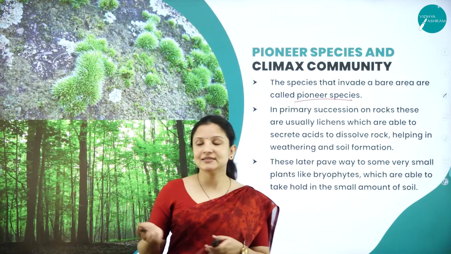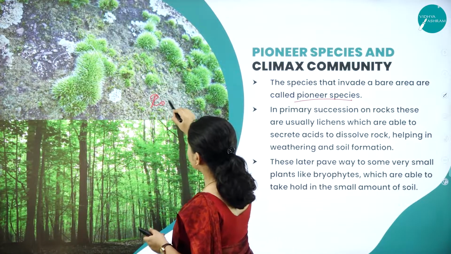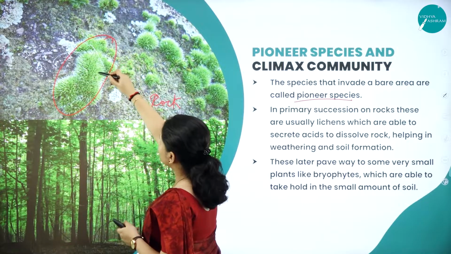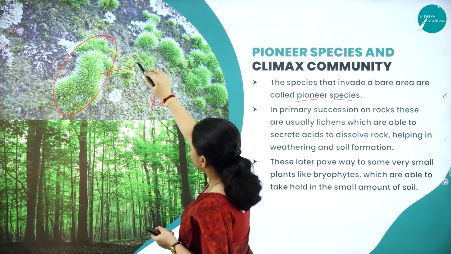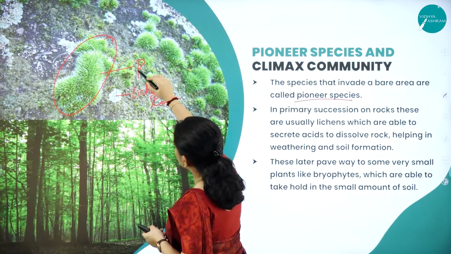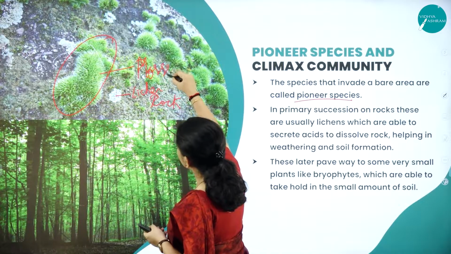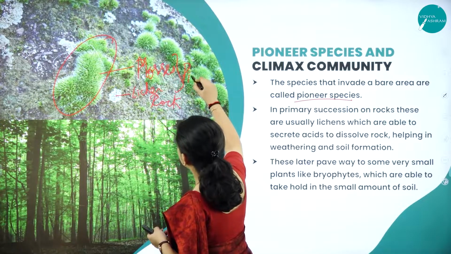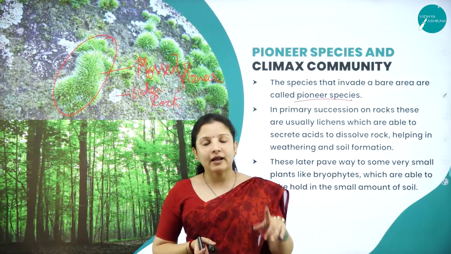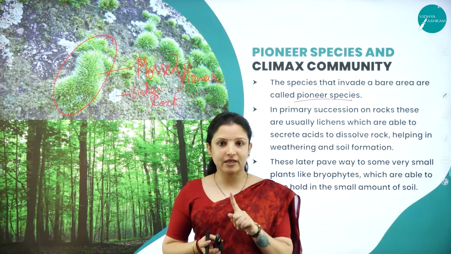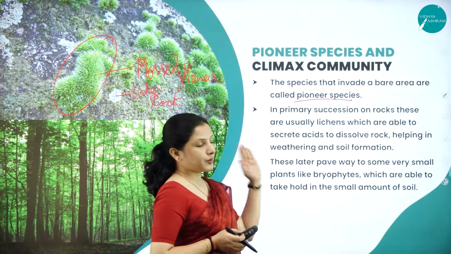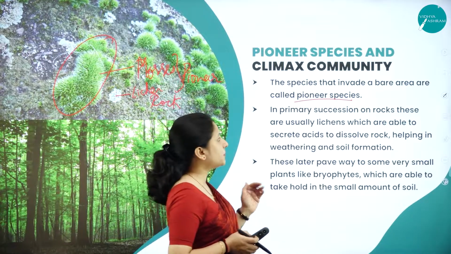Say for example, this is a bare rock. This is a rock that you can see here. It is occupied by mosses, right? So now this moss will be the pioneer species. Or if it is occupied by lichens, the mosses and lichens can be the pioneer species here. So first nothing was there, it was barren. And the first plant that grows there will be the pioneer species. So the species that invade a bare area are called pioneer species.